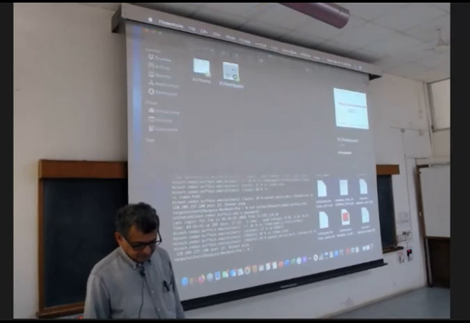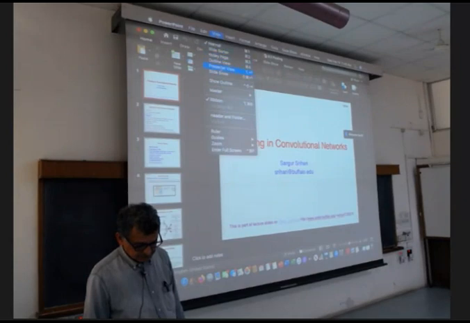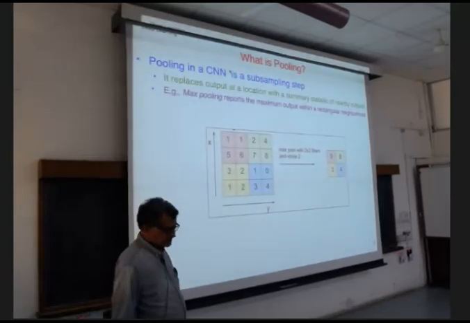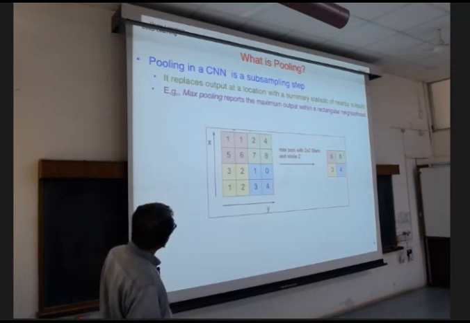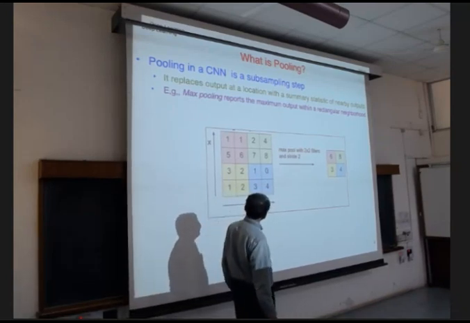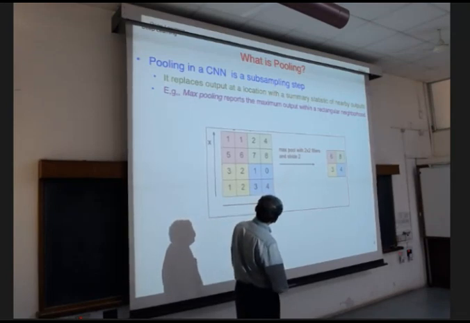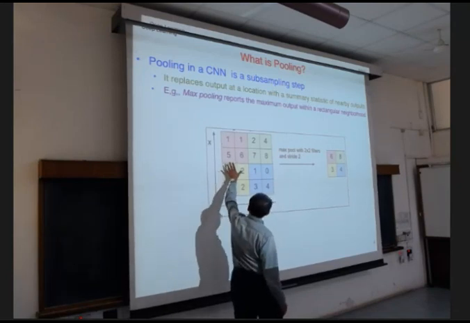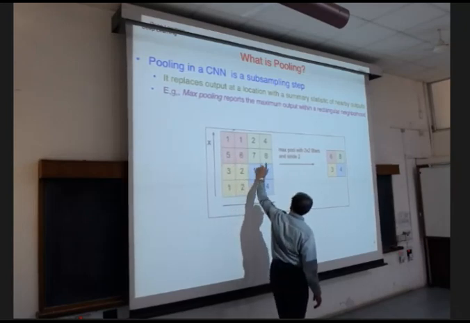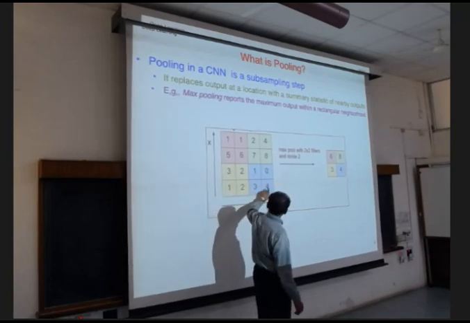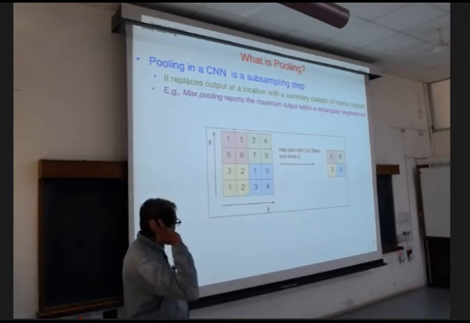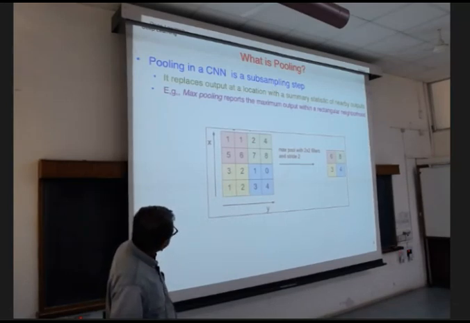Pooling. Pooling is a very, very simple idea. It's just a subsampling step. We have an input here, which is, let's say, after you have done convolution, and you apply a max pooling with 2x2 filters and stride 2. We go through with a 2x2 filter, moving it along, and for each square we take the maximum value. 6 is the maximum, 8 is the maximum, 3 is the maximum, and 4 is the maximum. So this is called max pool. Simply, take a max and then you move along.